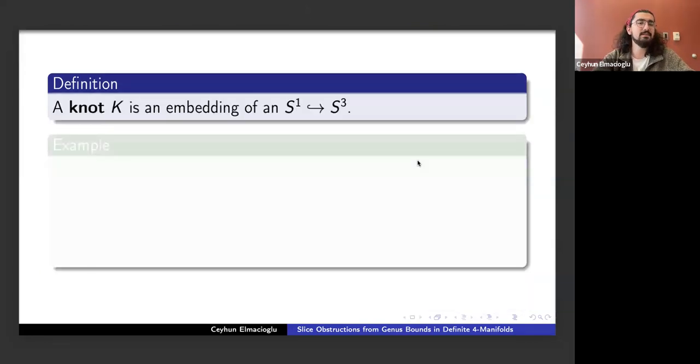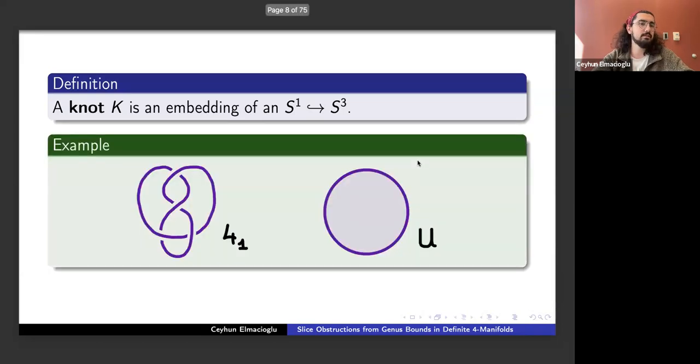Again, the basics, we can see a knot as an embedding of an S1, which is a circle, in S3, where we see S3 as R3 union a point. Some examples would be the one on the left, the famous figure 8 knot, because it looks like the figure 8, and the one on the right is the unknot, which is the only knot that's not knotted.